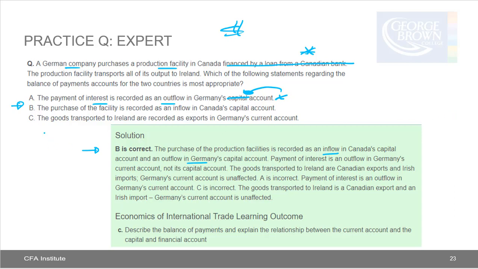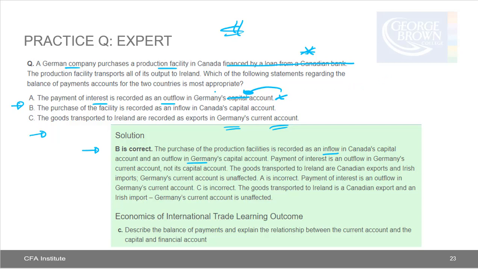And then if we look at answer C, the goods transported to Ireland are recorded as exports in Germany's current account. No, the goods are being made in Canada and they're being sent to Ireland. So they're an export from Canada, they're an import to Ireland, and it is not affecting Germany's current account.